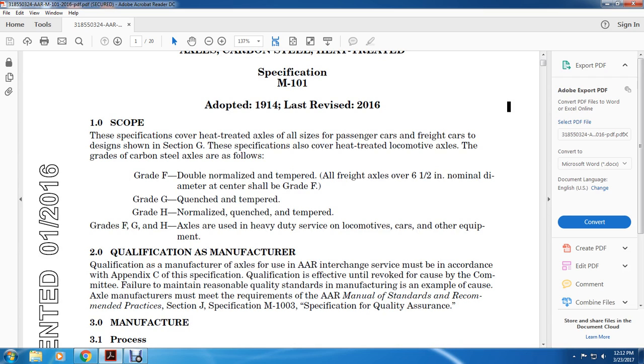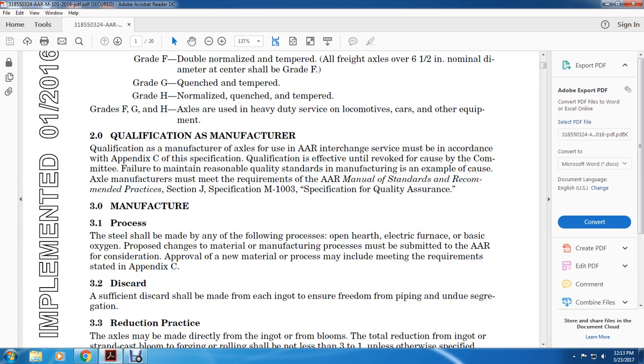2. Qualification of manufacturer. Qualification as a manufacturer of axles for Association of American Railroads interchange service must be in accordance with Appendix C of the specification. Qualification is effective until revoked for cause by the committee, such as failure to maintain responsibility for quality standards and manuals. Axle manufacturers must meet the requirements of the Association of American Railroads Manual Standard Recommended Practices, Section J, specification M1003, specification for quality assurance.